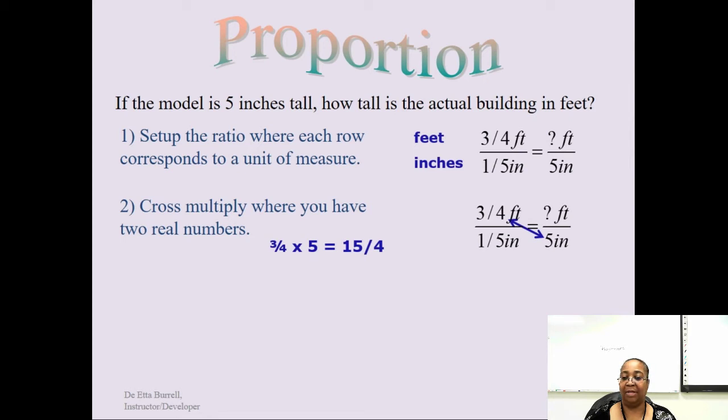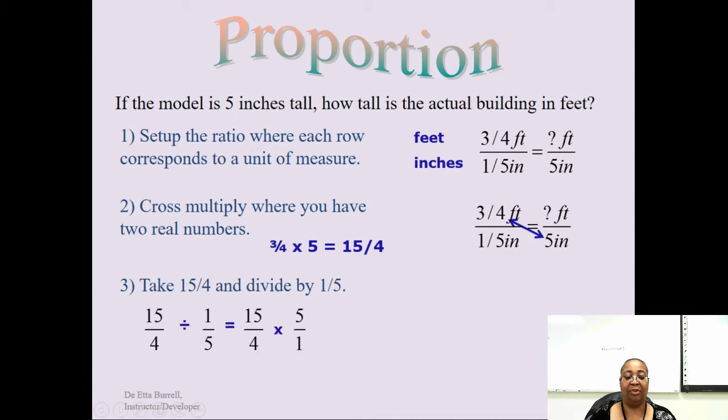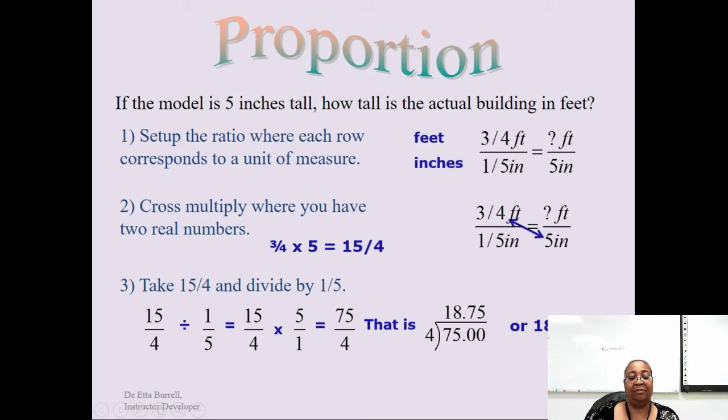So in step 3, I take 15/4 and I'm going to divide it by 1/5, which is what is left over. Now remember, when you're multiplying and dividing fractions, you have to first of all make sure that you have improper fractions for any mixed numbers or whole numbers. So that's why we kept this improper.